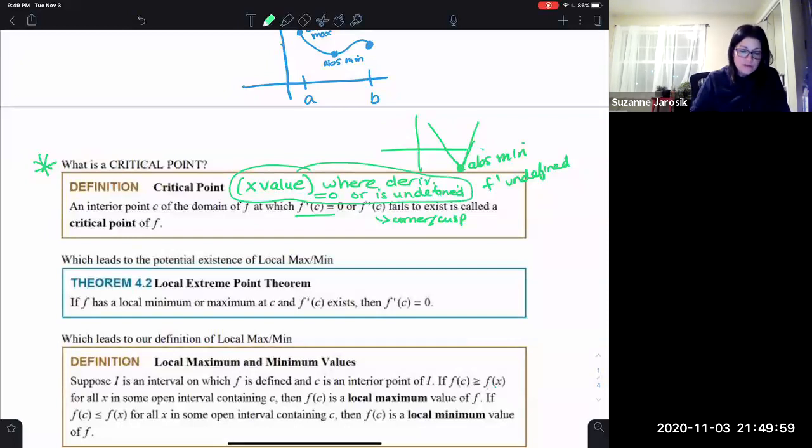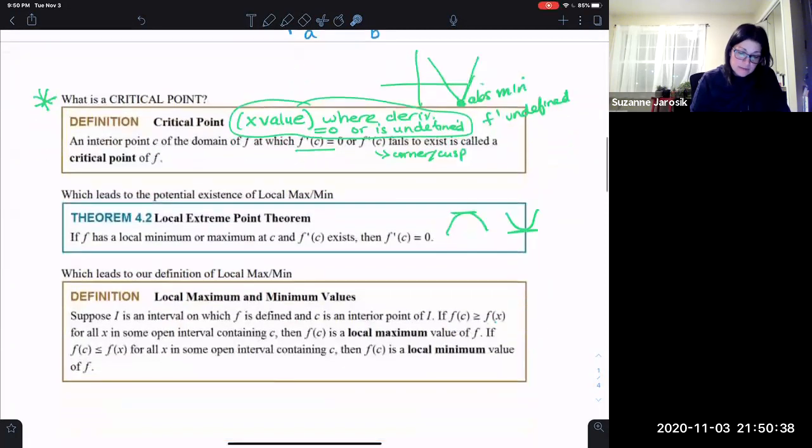So your local extreme point theorem: if F has a local min or max at C, and F prime at C exists, then F prime at C is equal to 0. I basically said that in the definition of critical point. If you end up having a max or a min, like this, and the derivative exists, like you can take the derivative, right? In this example, I have an absolute min, but I cannot take the derivative, F prime is undefined. Here, I can take the derivative. Here, I can take the derivative, okay?